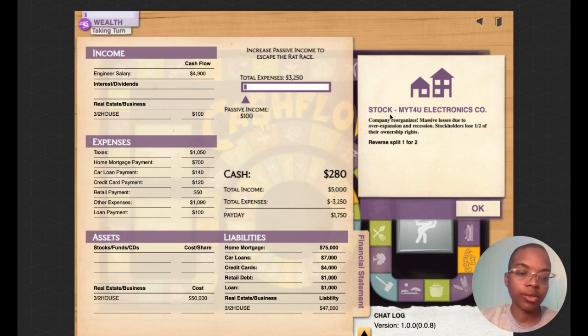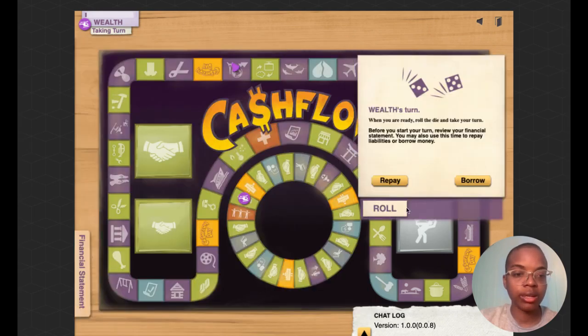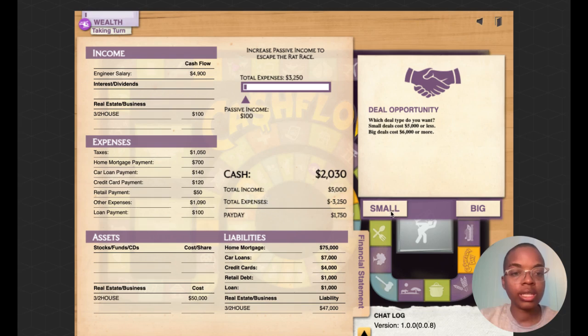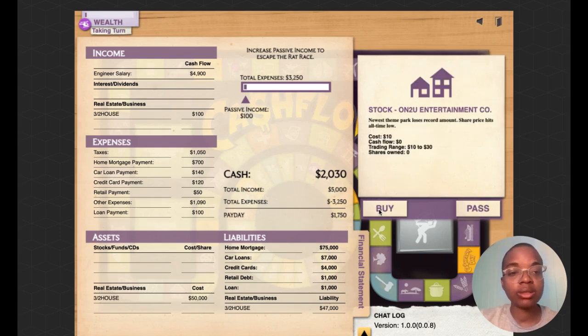So this is just kind of a card. If I were to have Mighty for You, then I would have lost 1 to 2 of my ownership rights. So it doesn't affect me because I don't have any stock in that. Roll again, got paid, take a small deal.